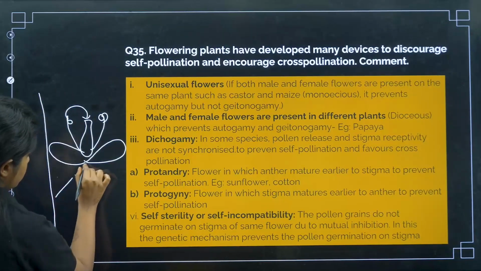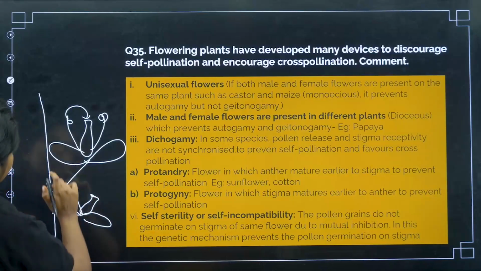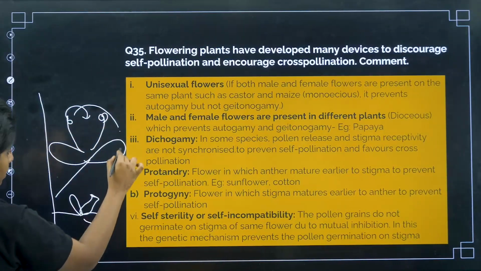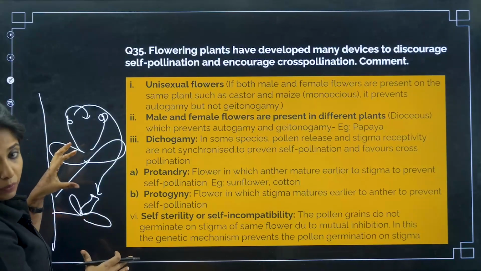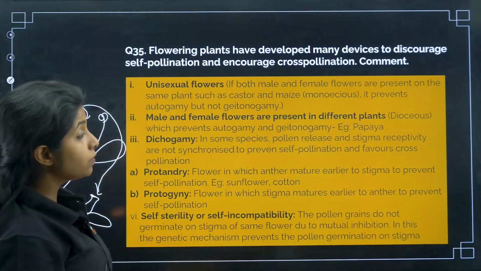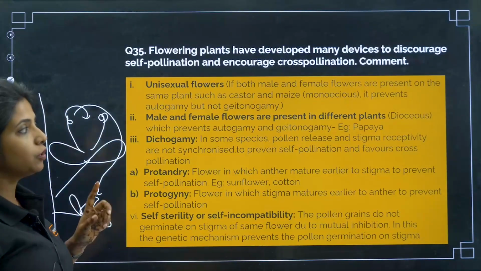Now, suppose it's like this. There's a female part over here and a male part over here. So, from here to here, again it's on the same plant, but between two different flowers. What do you call this? This is known as geitonogamy. So, it is said in unisexual flowers, autogamy will be prevented obviously, but geitonogamy would not be prevented.